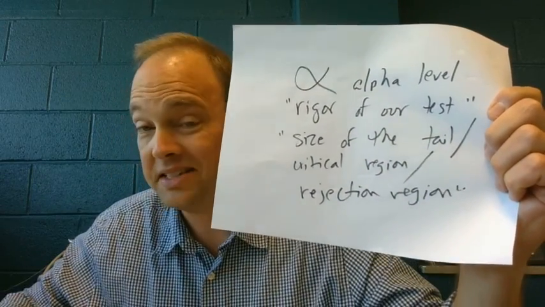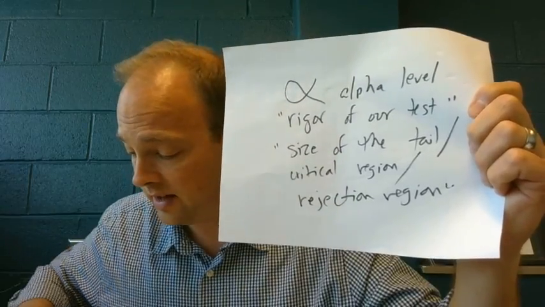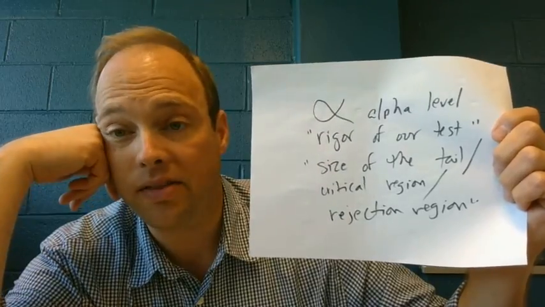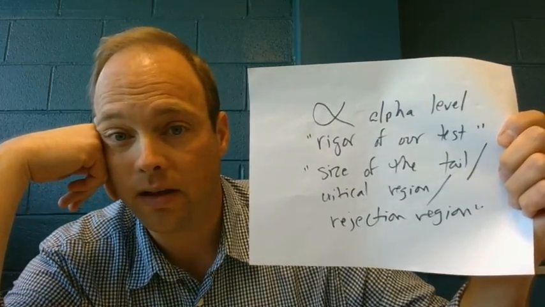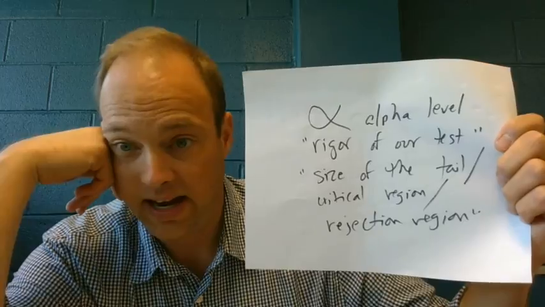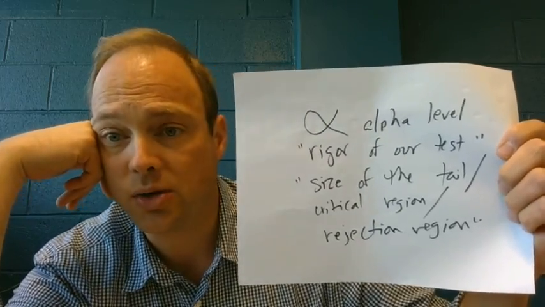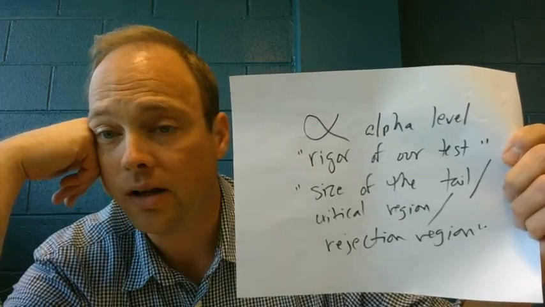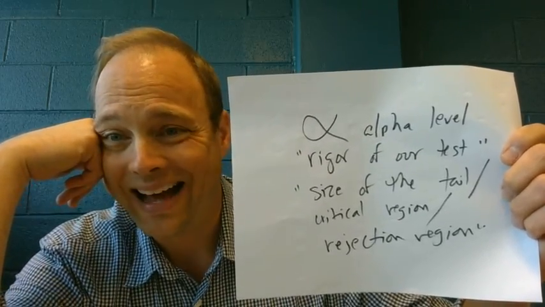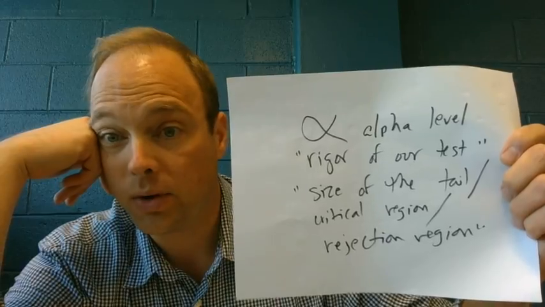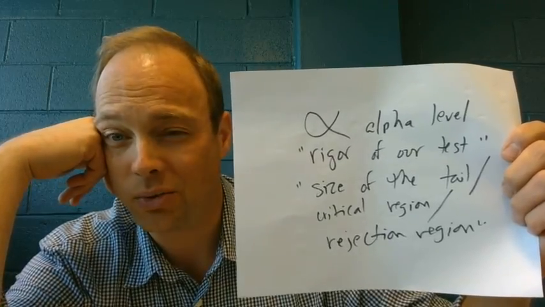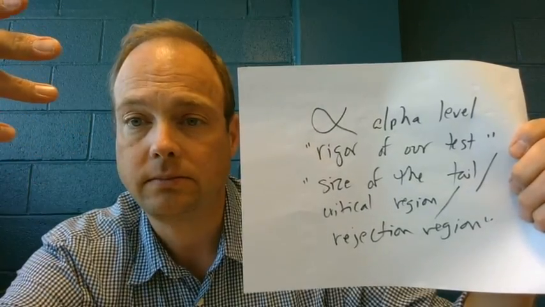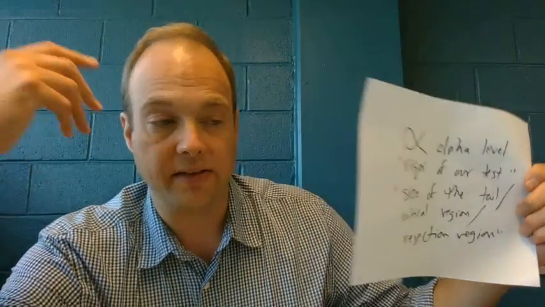So the tail, in essence, has a lot of different names. We can refer to the tail of the t probability distribution as the tail. We can refer to it as the rejection region. We can refer to it as the critical region, and we can refer to it as the alpha level. The alpha level is the size of your critical region. And it also represents the rigor of the test, how difficult it is to reject a null hypothesis by chance.